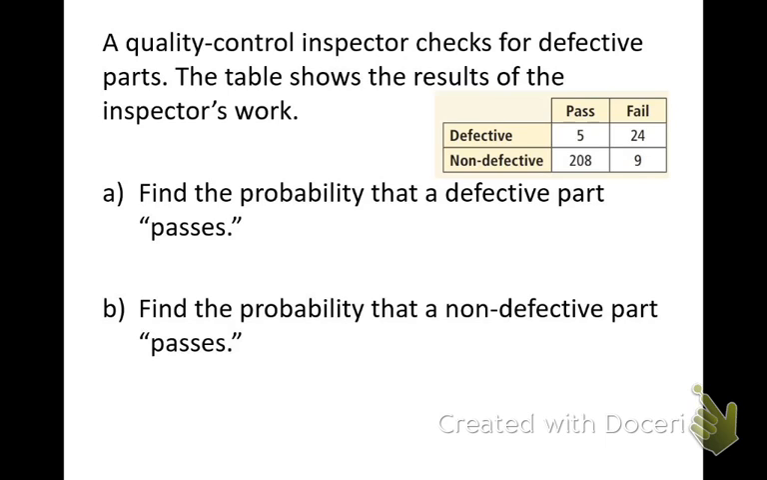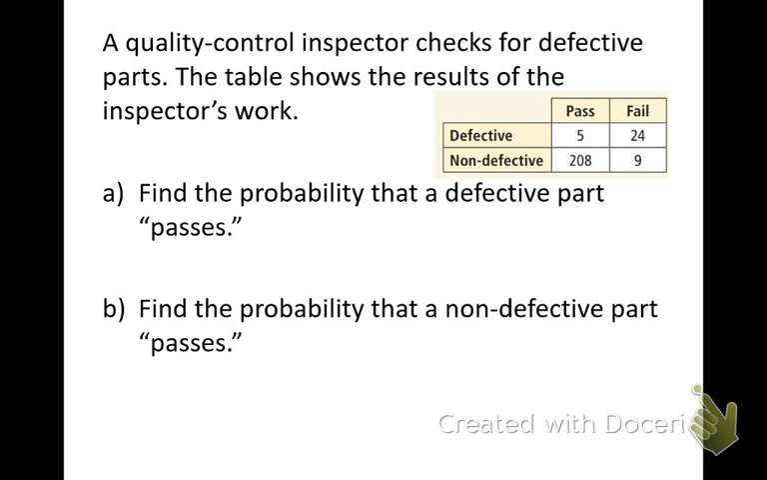So basically, these things either pass or fail. If they fail, they fall through because they're too small. Here's what the chart says: 5 of them passed, but they were defective. So they made the cut, but they actually weren't good. 208 of them passed and were not defective, so they passed and were good. 24 of them failed that were defective. 9 of them failed that were actually good. That makes sense? So you're reading the pass, defective, pass, not defective. That's how you read a chart.